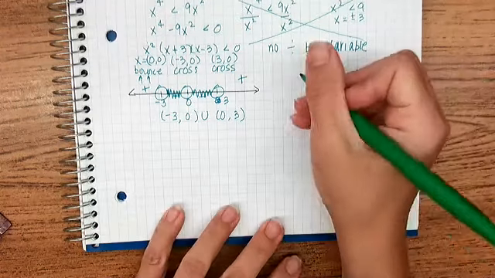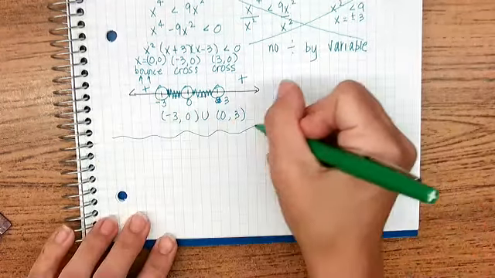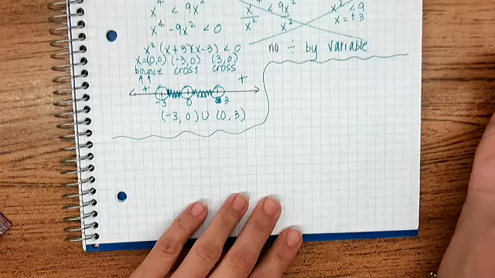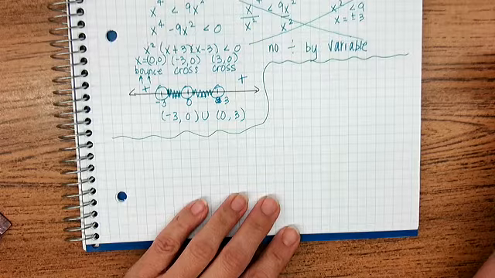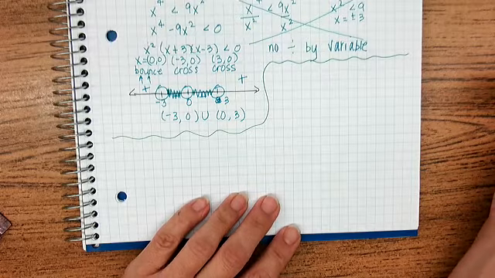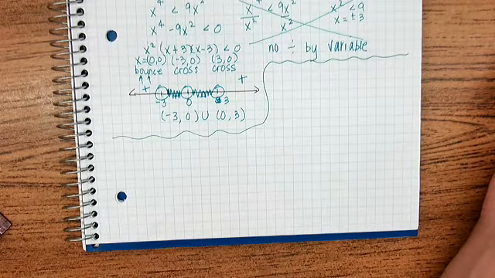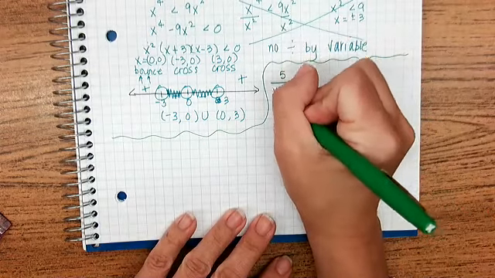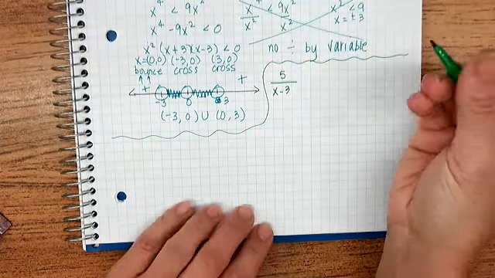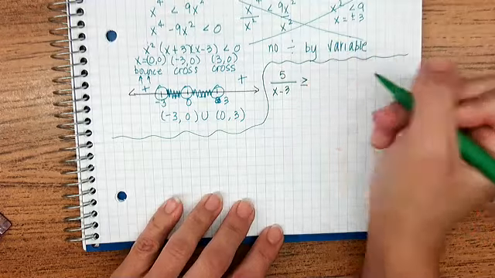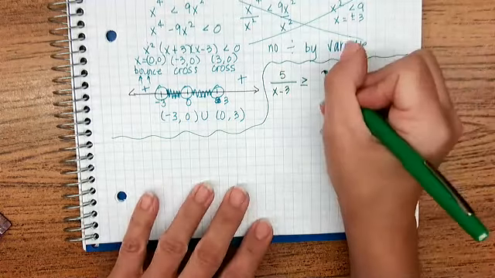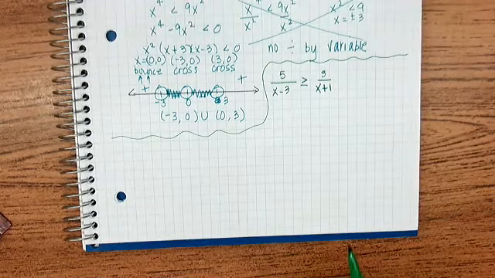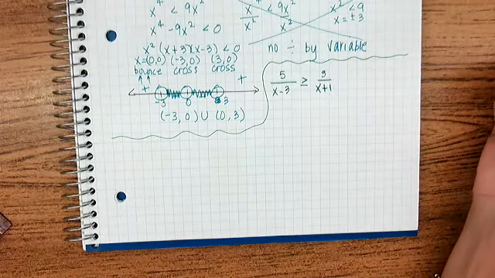Let's see here. I'm trying to give myself a little bit more room here so I can save some paper. All right, here we go. Let's look at 5 over x minus 3 greater than or equal to 3 over x plus 1. That's a 3. My 3's don't come out very well.